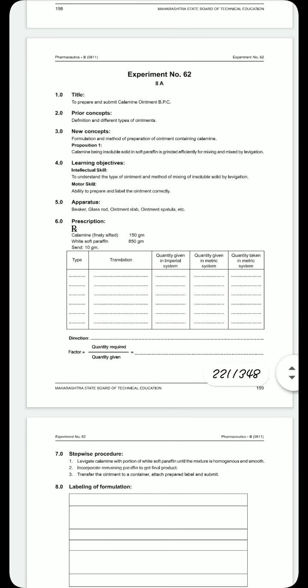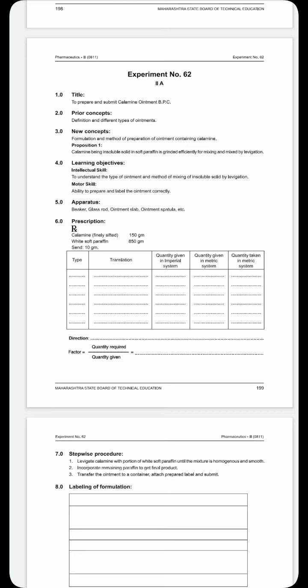Then the next experiment is to prepare and submit calamine ointment BPC. Then the prior concept is the same as above. The new concept is also the same.